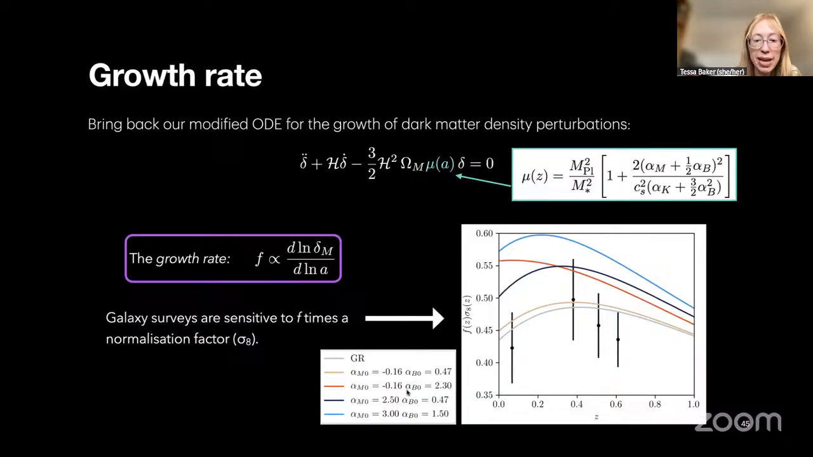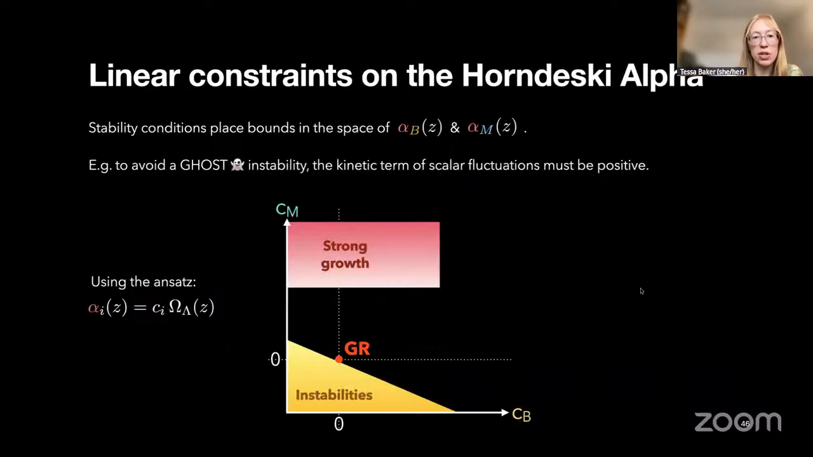So if we make alpha M larger and larger, moving down the models here, we can offset it with alpha B, but the general trend is if you make alpha M larger, you enhance this growth rate. And so that is what is going on when I sketch on this plot that this upper region where CM is large, so alpha M is large, will be disfavored by growth when we use data from galaxy surveys.